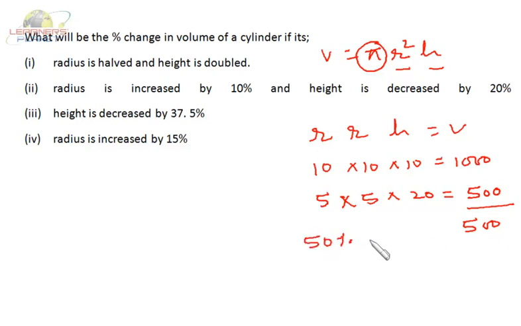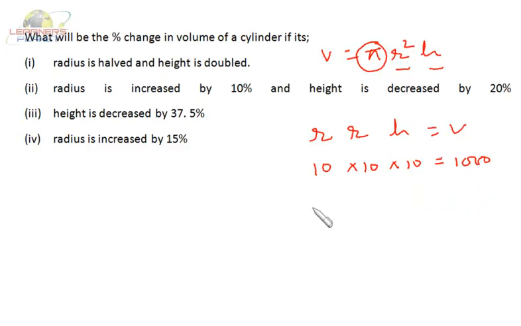And definitely it's a downfall. So if radius is halved and height is doubled, overall there will be a 50% downfall in the volume. Okay, I hope you are getting my point. Now let's see the next one.